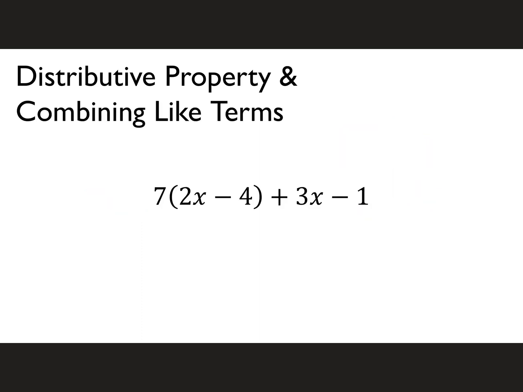Now let's try a couple that combine both the distributive property and combining like terms. And feel free at any time to pause the video and try it on your own. All right, what I would suggest first is get rid of your distributive property before you do anything else. So I'm going to draw my little rainbow arrows here. 7 times 2 is 14, so I have 14x. 7 times negative 4 is negative 28. And then I'm just going to rewrite this right here. And then I'm going to combine like terms.